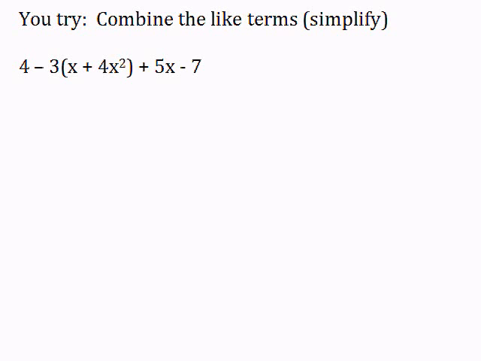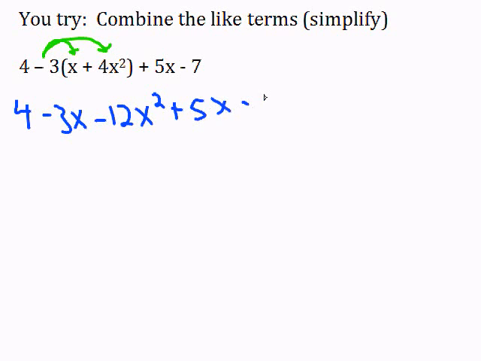Hopefully the first thing you chose to do was to get rid of those parentheses, so you distributed a negative 3 into the parentheses, leaving you with 4 minus 3x minus 12x squared plus 5x minus 7. We can now combine our like terms. I'm going to start with the largest exponent, so let's take a look at our negative 12x squared. Since there are no other x squareds, I can just write that over again, negative 12x squared.